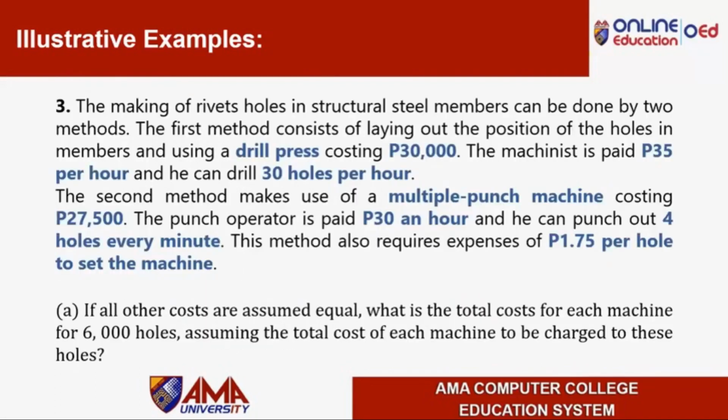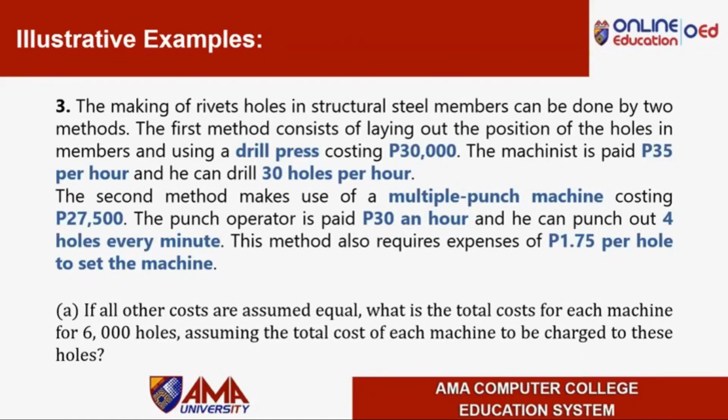Third example. The making of rivet holes in structural steel members can be done by two methods. The first method consists of laying out the position of the holes in members and using a drill press costing 30,000 pesos. The machinist is paid 35 pesos per hour and can drill 30 holes per hour.